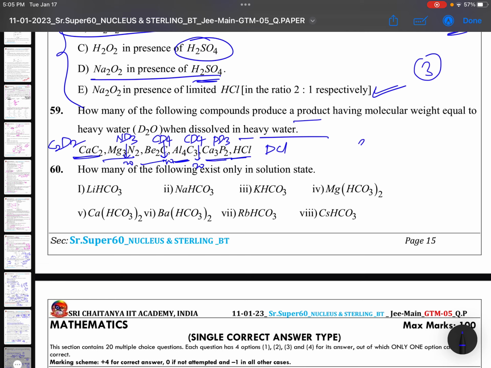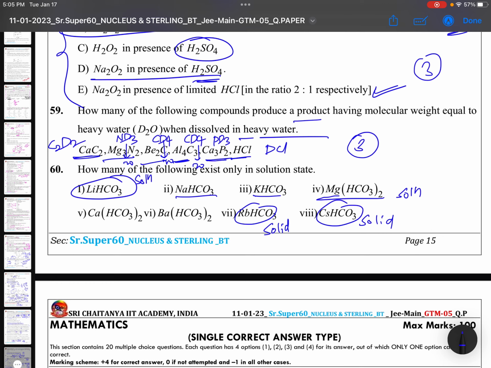Okay, so 3 compounds. How many of the following exist only in solution state? Group 1 bicarbonates exist in solid state except lithium. So this is solution state, not this one. Magnesium bicarbonate is solution state. This is solution state. This is solid. This is solid. This is solution. This is solution. So 4, NCERT.